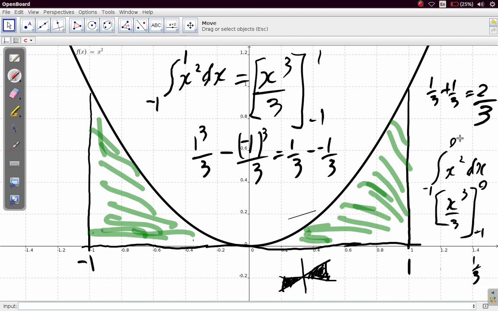So what we're going to do is continue using definite integration to calculate area, but we'll do so in the next videos. So I will see you in the next video.